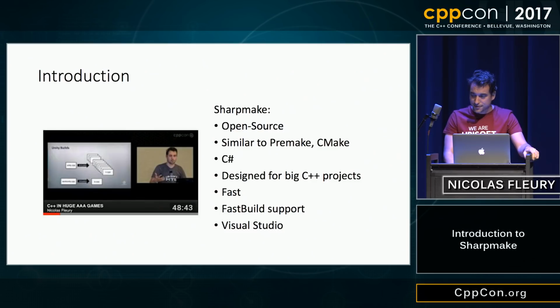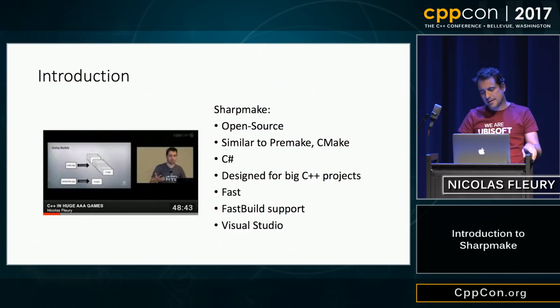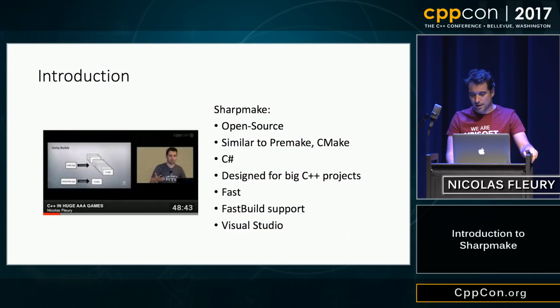Sharpmake is using C# as a scripting language and implementation language as well. And it's really designed for big C++ projects. This is really where Sharpmake is shining. And what we've seen is that C++ programmers are also really comfortable editing the Sharpmake files.